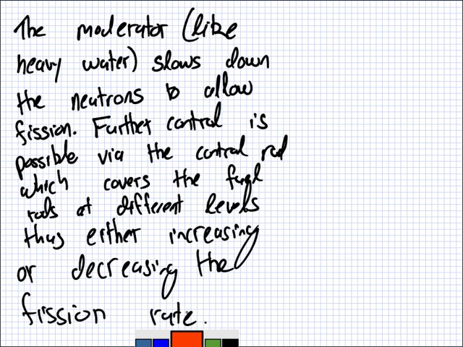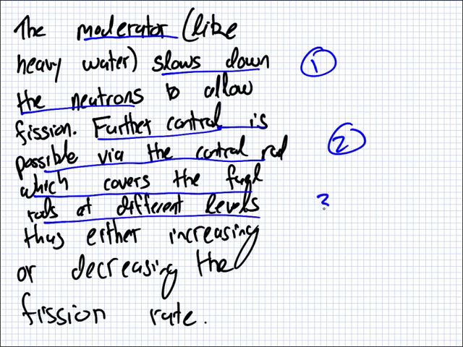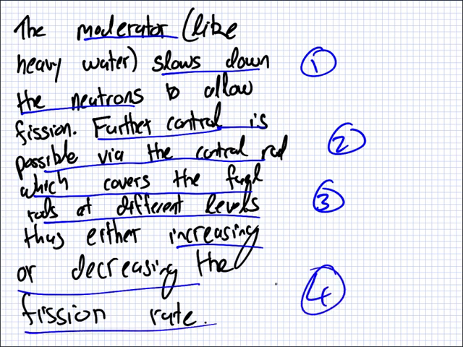So let me see, where would my 4 marks go? The moderator slows down the neutrons, that's 1 mark. Further control is possible via the control rod, is another mark. Which covers the fuel rods at different levels, that's another mark I'd say. Thus either increasing or decreasing the fission rate, that's 4 marks. Okay.